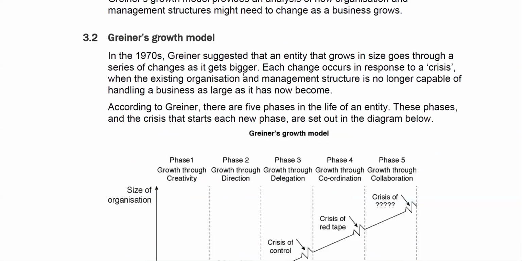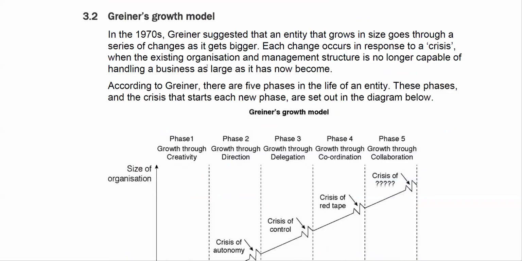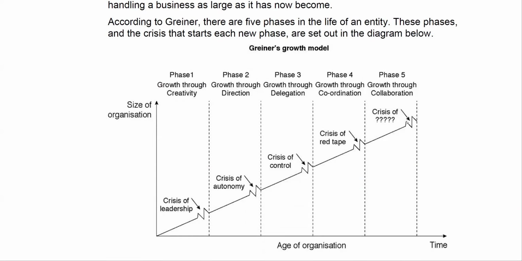So let's see. In the 1970s, Greiner suggested that an entity that grows in size goes through a series of changes as it gets bigger. Now, each change occurs in response to a crisis, when the existing organization and management structure is no longer capable of handling a business as large as it has now become. So according to Greiner, there are 5 phases in the life of an entity, okay? These phases and the crises that start each new phase are set out in the diagram below.